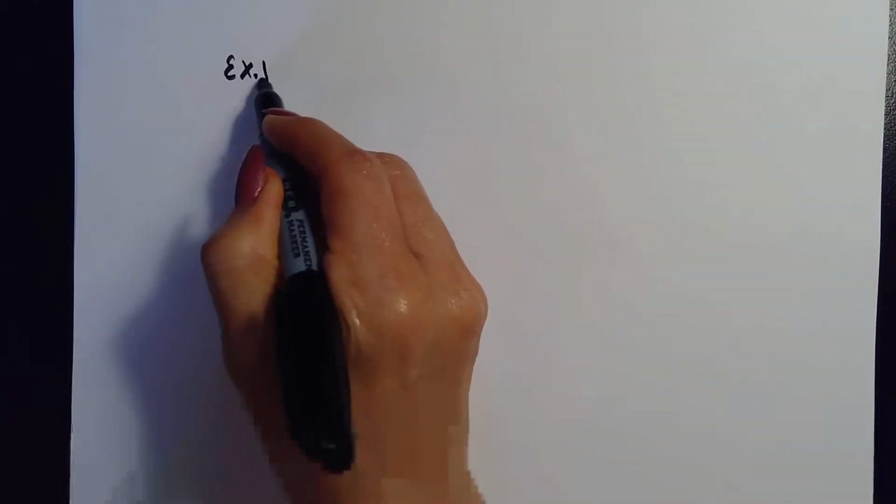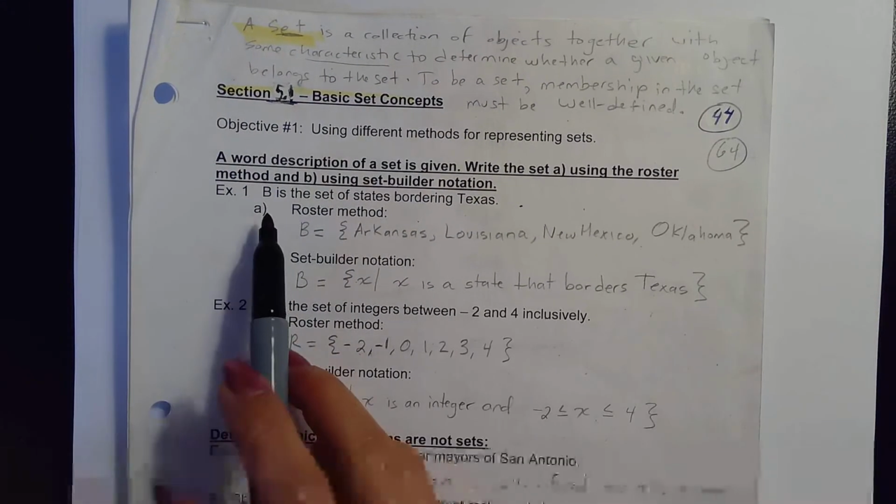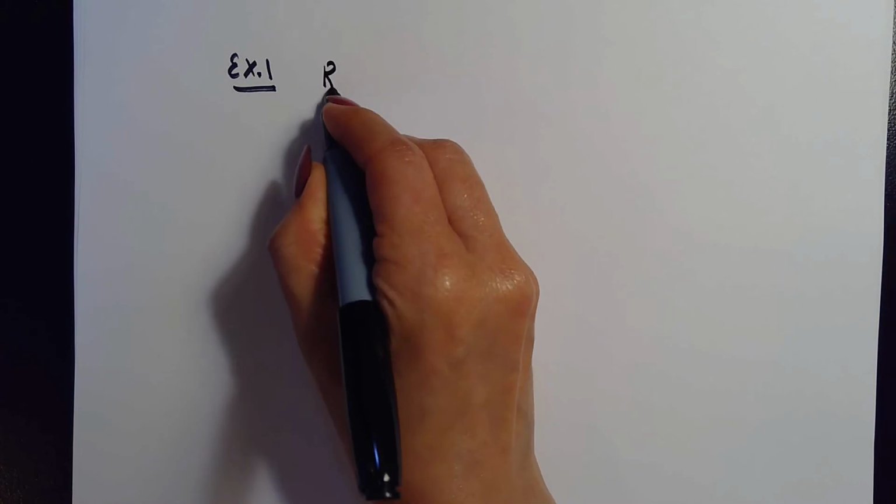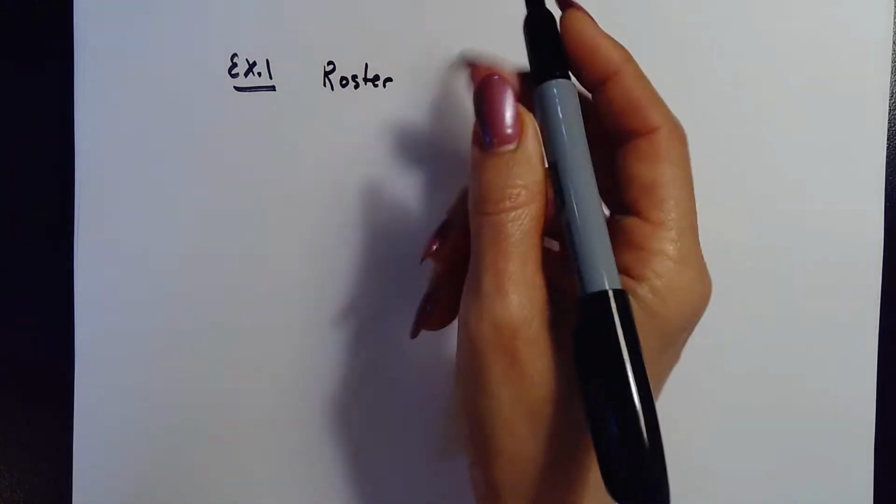So I'll consider example 1, and I'll also do example 2 because they're different. Example 1 says B is a set of states bordering Texas. So if I use a roster method, I'm gonna list every element of that set.